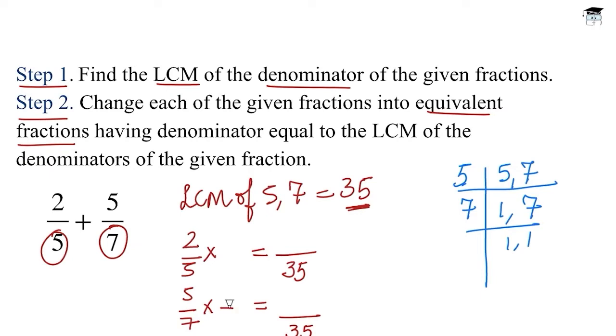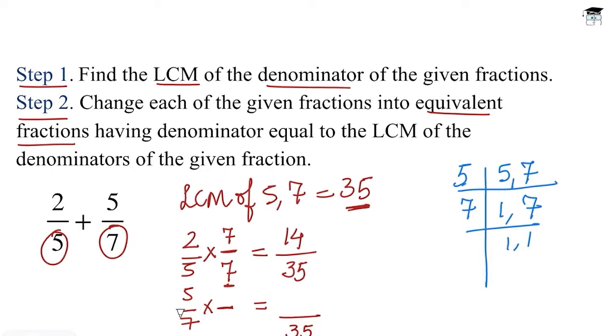So how can we do that? Just think of a number by which you can multiply 5 to get 35. Yes, correct, it is 7. If you multiply 5 with 7, you will get 35. Now again, you have to multiply 2 with the same number, so it is going to be 14.